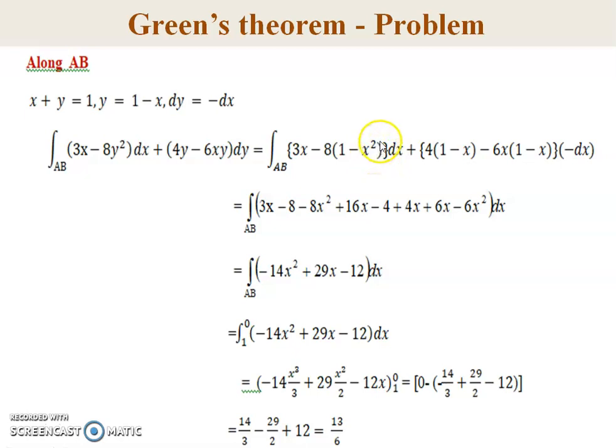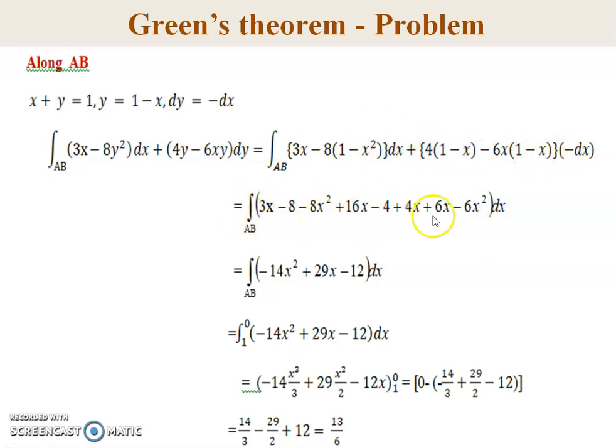1 minus x the whole square, actually, right? dy equal to minus dx, right? 3x minus, then apply the (a minus b) whole square formula, 1 plus x square minus 2x. After simplification we get this step. Actually here also 1 minus x the whole square, right?